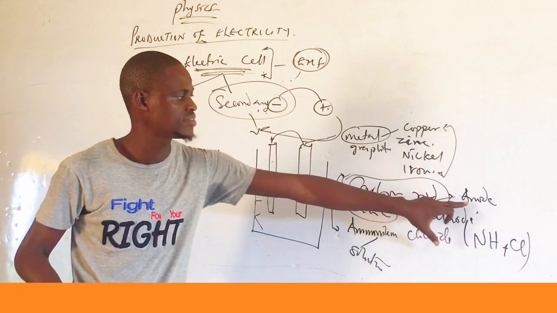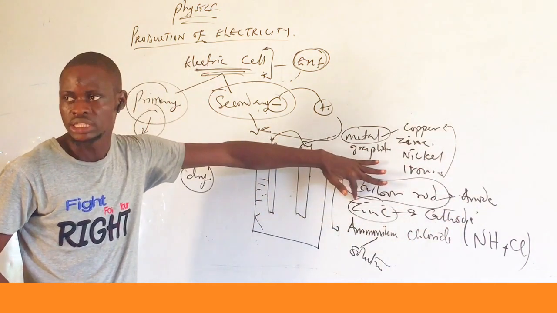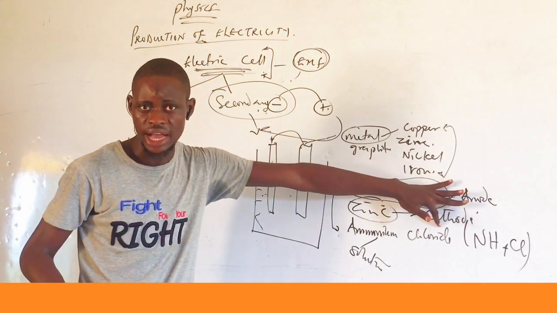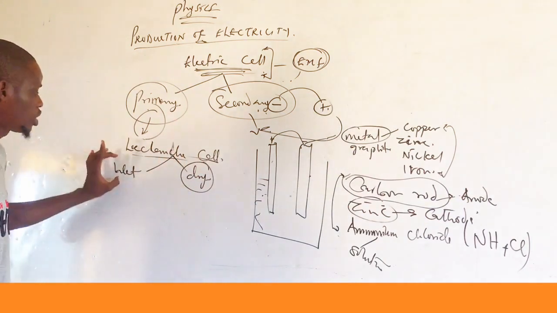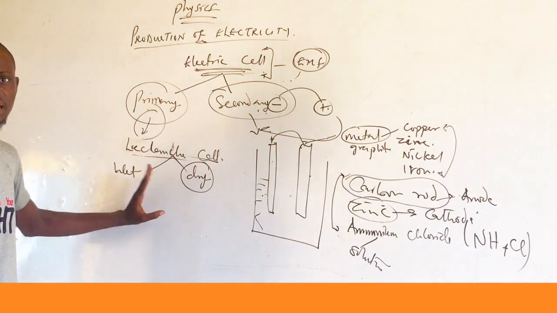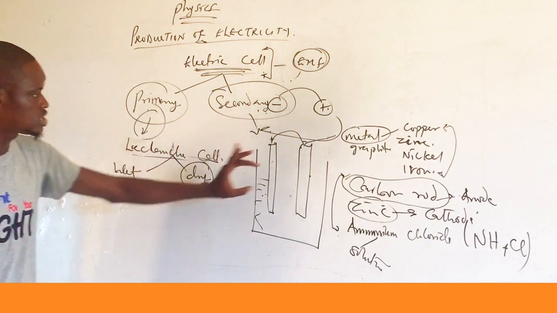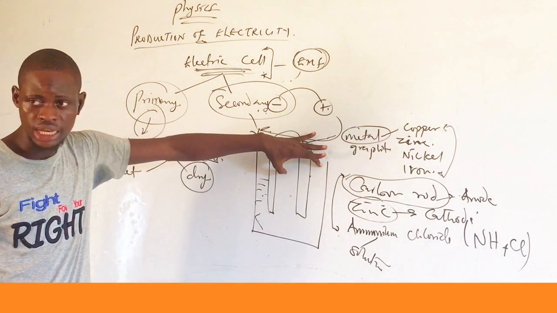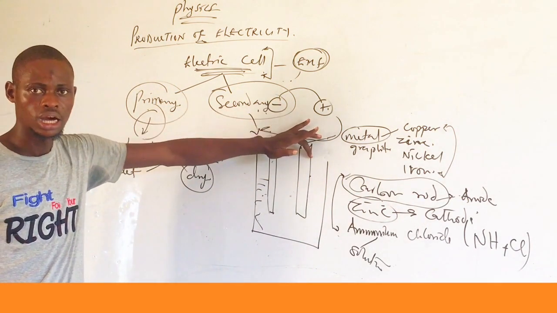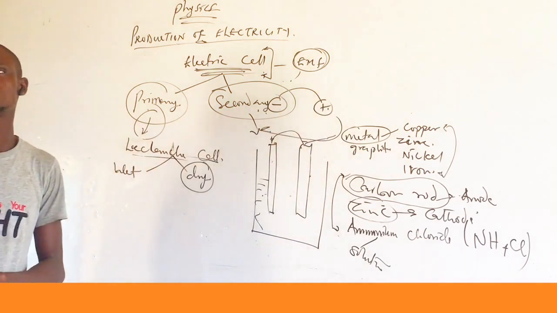The carbon rod is serving as the anode, and the zinc rod is serving as the cathode. Are you getting me? In a Leclanché cell, both for wet and dry, their usage is different. For wet type, it is always like this, altogether, the anode and the cathode.